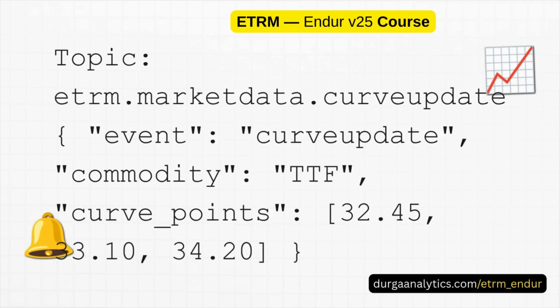This is where event-driven systems like Kafka are just game changers. A market data provider will publish a price update to a specific channel or topic. Endur is listening to that topic. The very second this message hits, it can kick off a full revaluation of the entire portfolio. This is how modern trading floors react to the market in seconds, not minutes or hours.